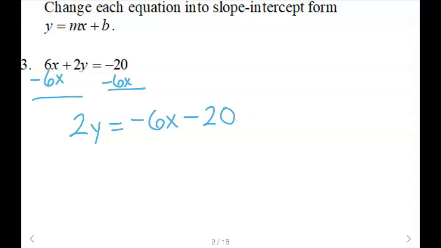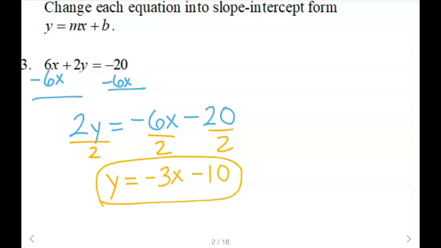Now to get the y by itself, or to get rid of the 2 that's being multiplied by it, divide everything by 2. And so we get y equal to negative 3x minus 10. We have it in slope-intercept form, y equals mx plus b.